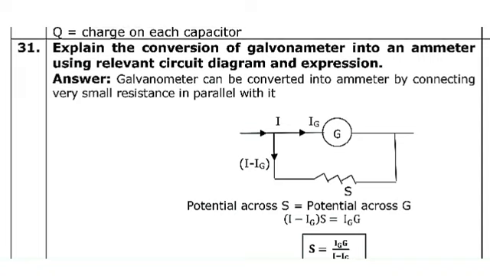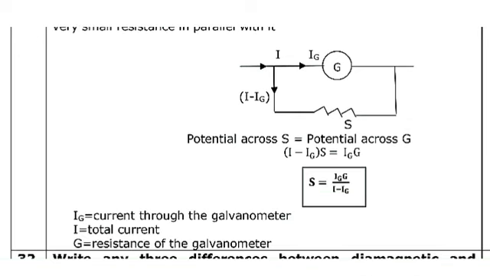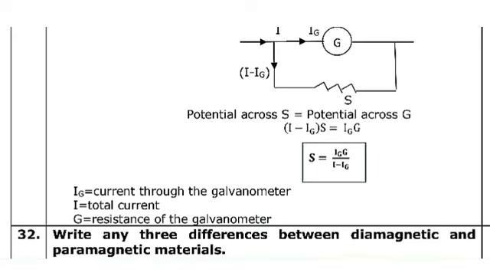Galvanometer is connected to the shunt resistance in parallel. Here the potential difference across S is equal to the potential difference across G. So we can write the equation as potential difference across S, as I minus Ig, current into resistance value S, which is equal to the potential across G, that is for the galvanometer Ig into G. I will rearrange this equation. So S is equal to Ig G divided by I minus Ig, where Ig is the current through the galvanometer and I is the total current, G is the resistance of the galvanometer.